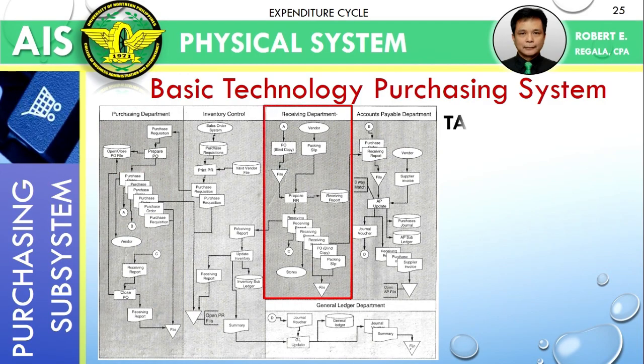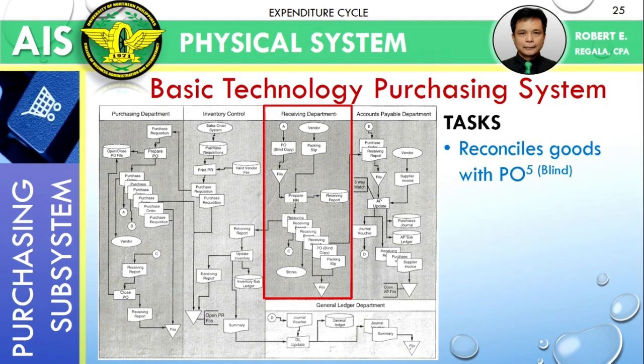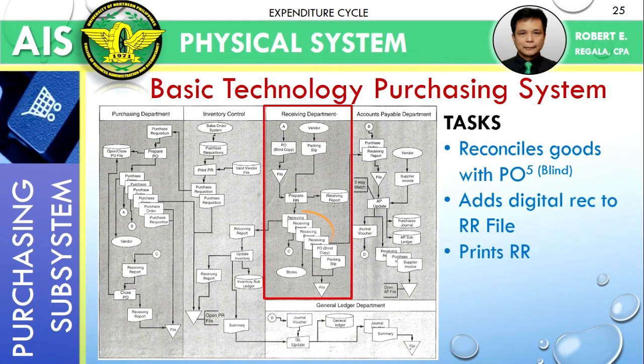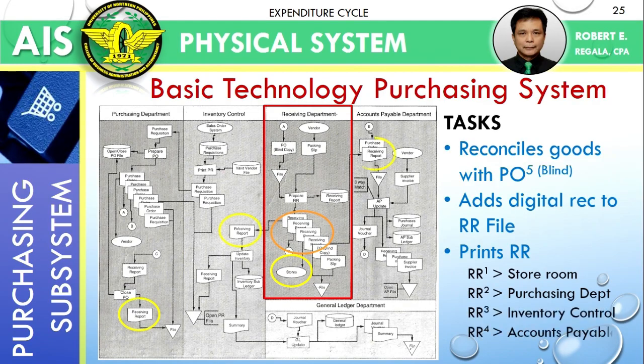Receiving. The receiving department clerk receives the goods and the packing slip from the vendor, along with a blank copy of the PO. Upon completion of the physical count and inspection, the receiving clerk adds a digital record to the receiving report file and prints a multi-part hard copy receiving report stating the quantity and condition of the inventories. One copy of the receiving report accompanies the physical inventories to the storeroom. Another copy is sent to the purchasing department, where the purchasing clerk reconciles it with the open PO and closes the digital record in the open PO file.